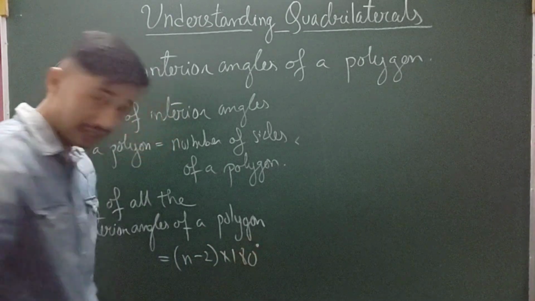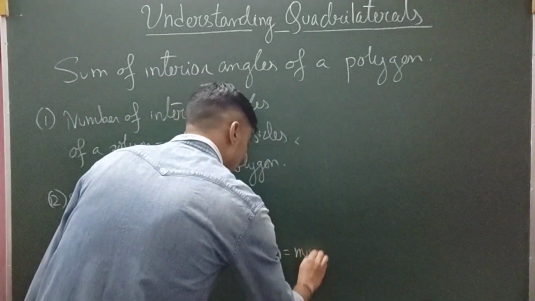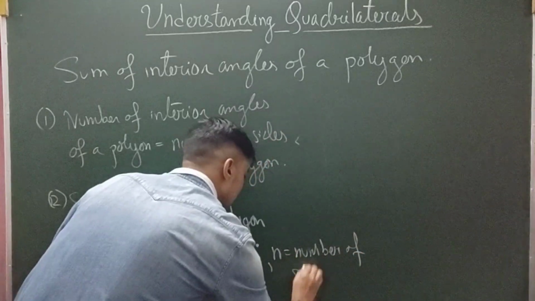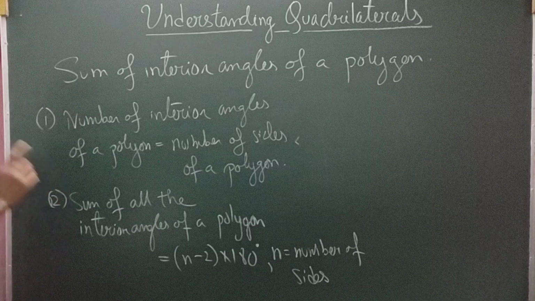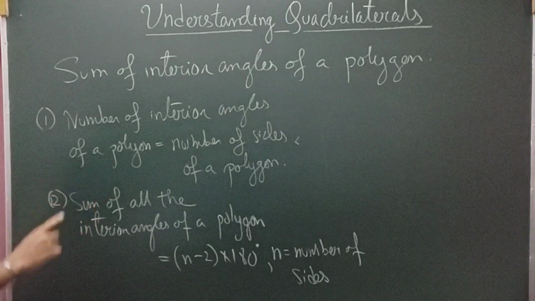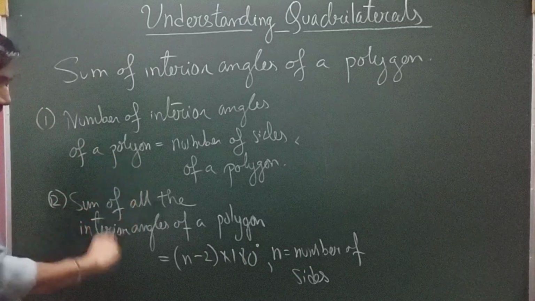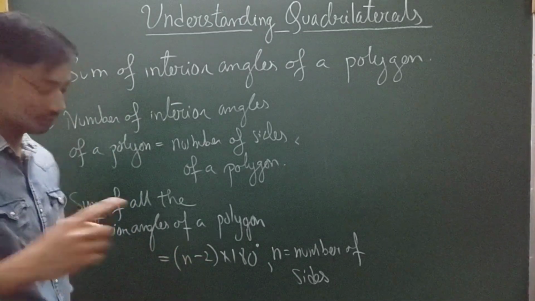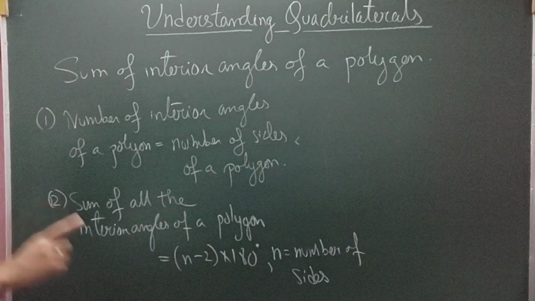Now what is n? n is the number of sides that our polygon has. So this is the second point, the sum of the interior angles of a polygon. If you want to find it, you will use this formula: n minus 2, where n represents the number of sides of that polygon, into 180 degrees.